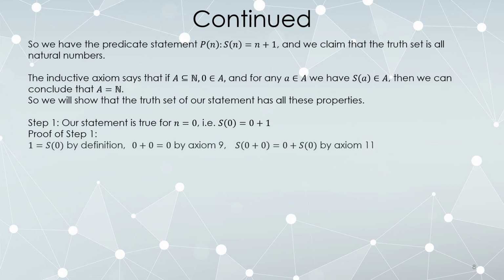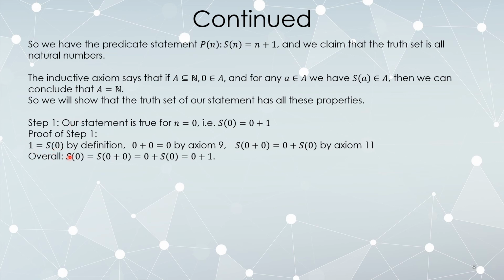So let's do that. Now recall that S of 0 was given, by definition, the symbol 1. This was just a declaration of what the symbol 1 meant. It was the successor of 0. Axiom 9 was that a plus 0 is always a. If a happens to also be 0, a plus 0 equals a. 0 plus 0 is 0. Axiom 11 was that the successor of a plus b must be a plus the successor of b. And if a and b are both 0, the successor of 0 plus 0 is 0 plus the successor of 0. Now we can take all of these things and put them together.